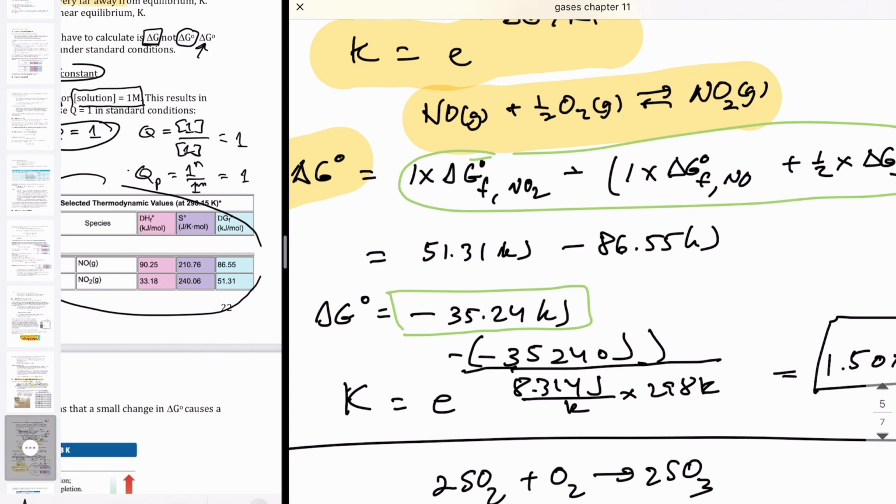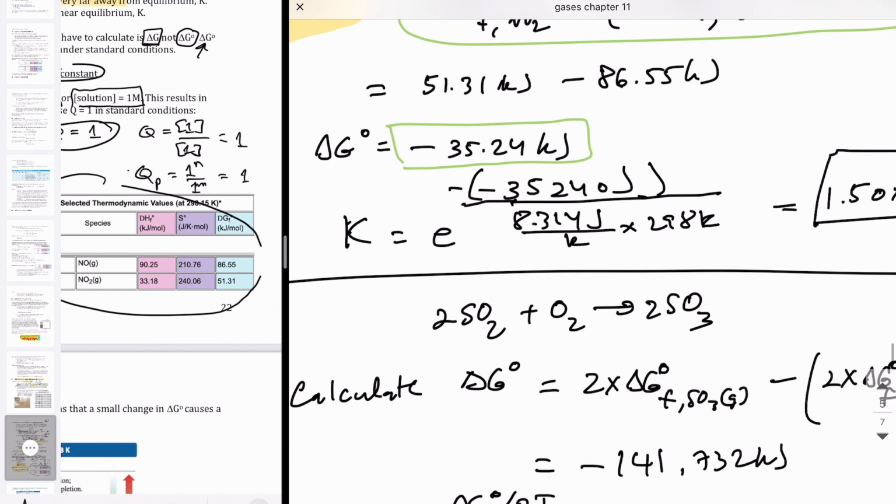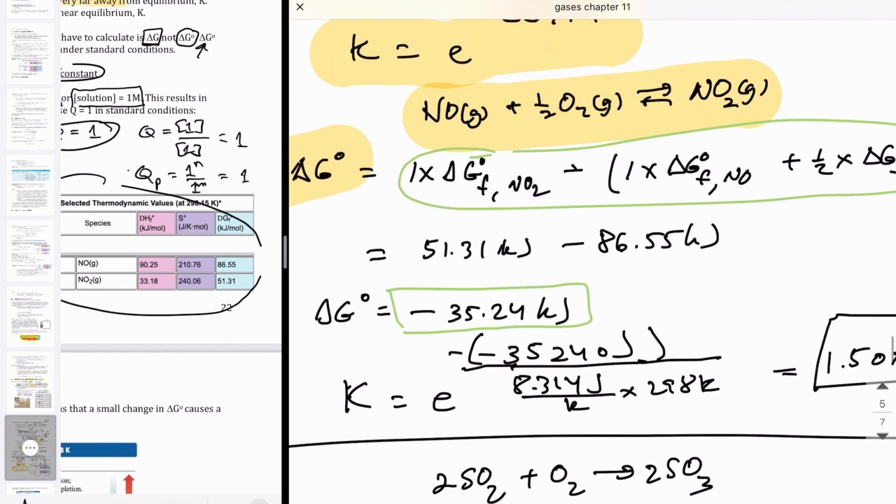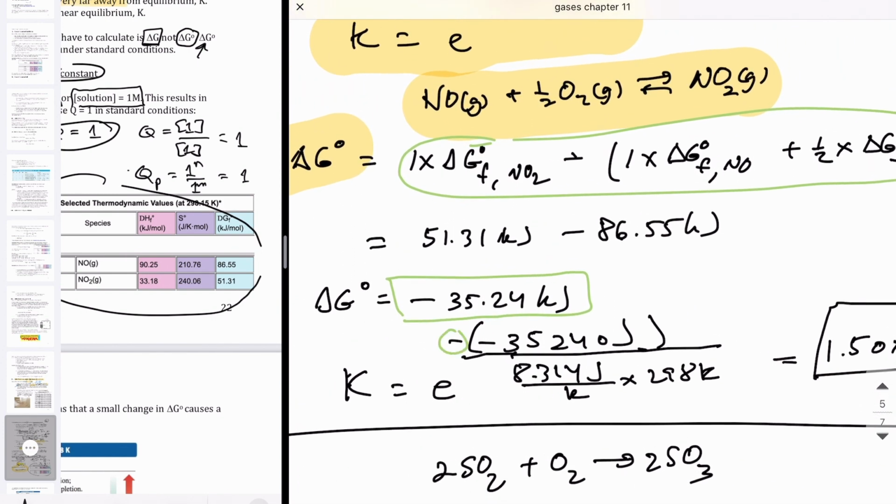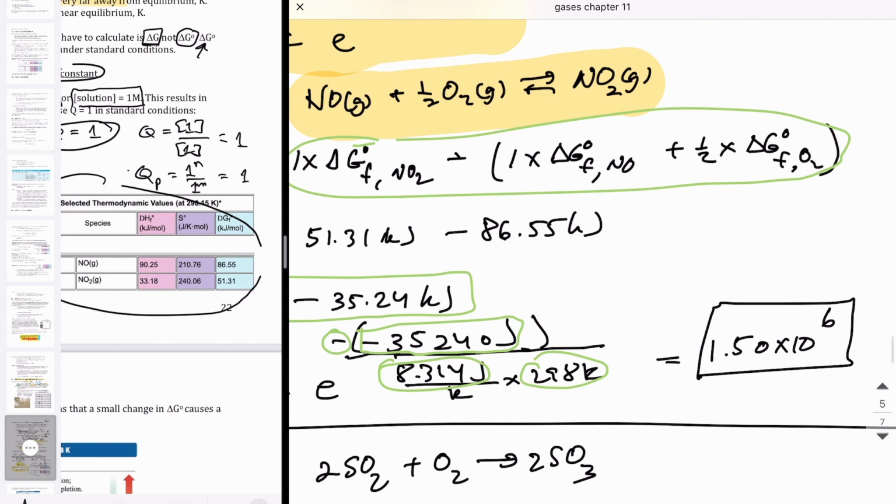We're going to expect our K to be a larger than one number. So let's go ahead and calculate our K. K is e to the power of negative delta G. Don't forget that negative in front. The delta G itself is negative also, so it's a negative negative. And then the R value should be your 8.314 joules per Kelvin. The temperature we're asked to calculate is 298, so we end up getting 1.5 times 10 to the 6, which is a large K value, so we know this reaction is product favored.